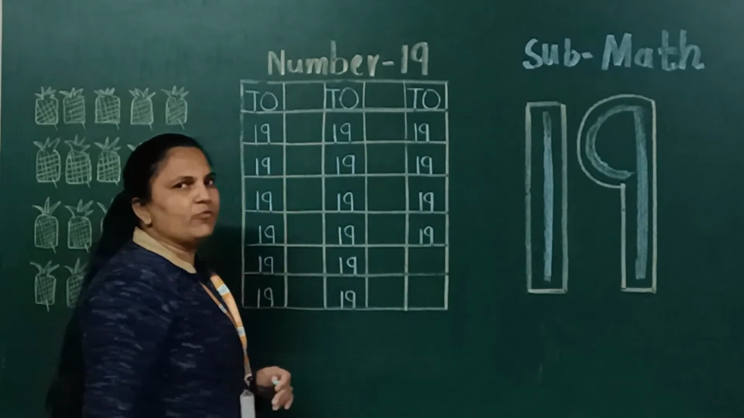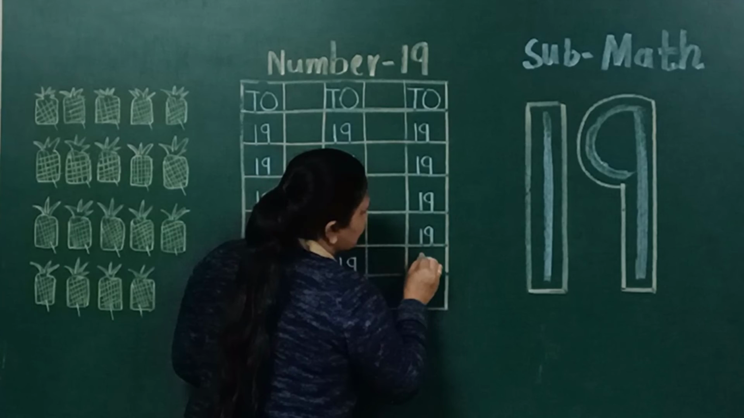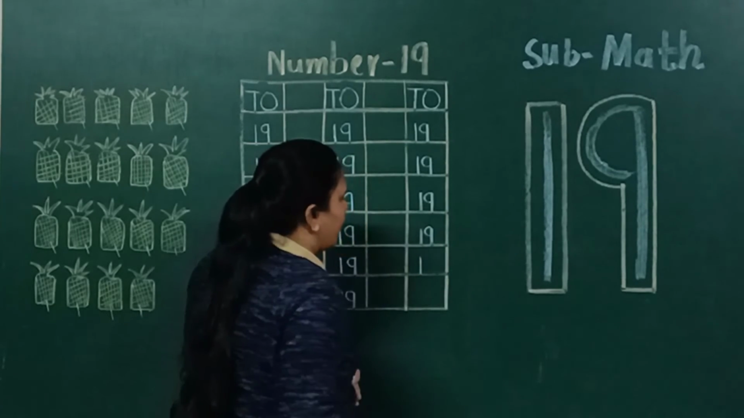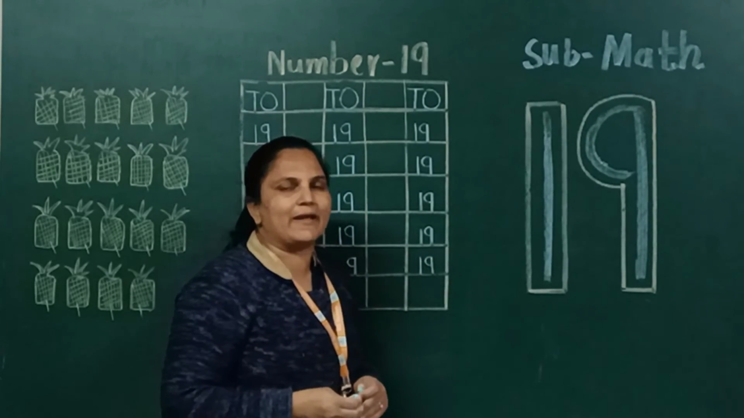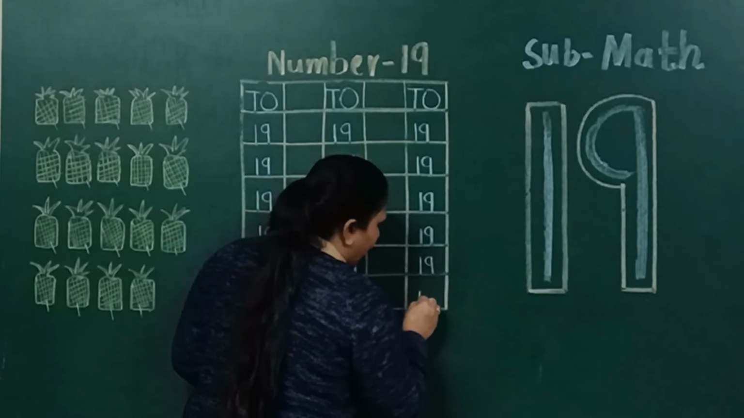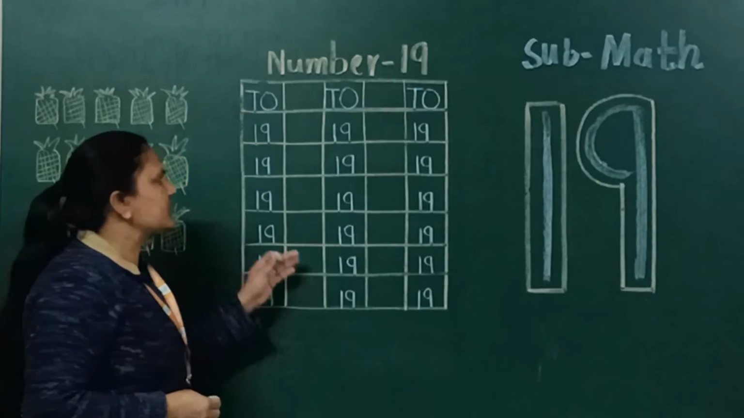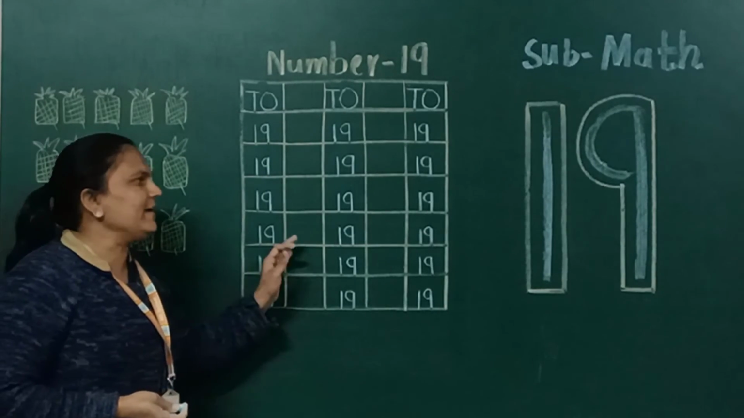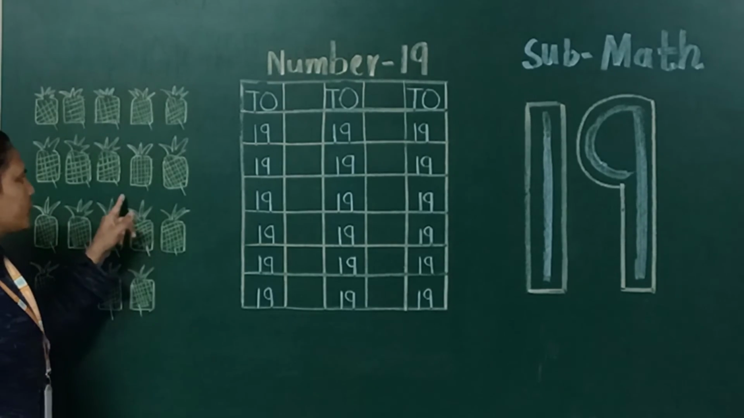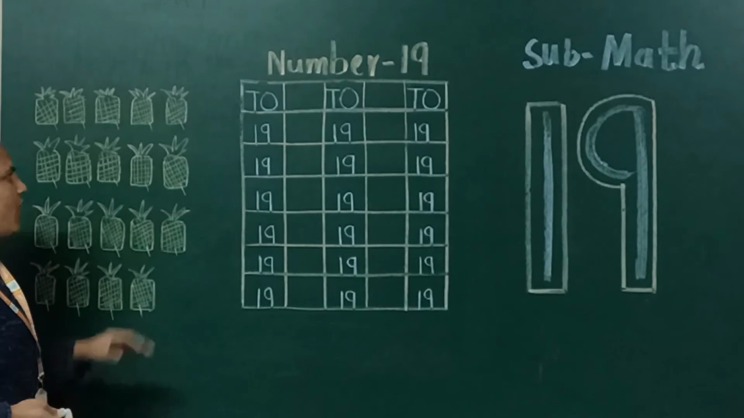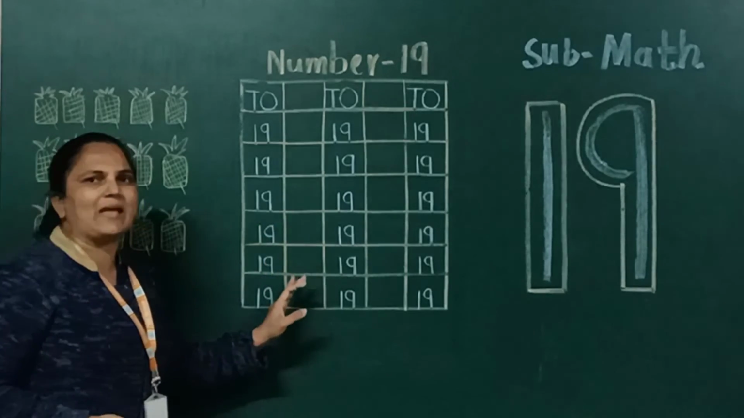19. Okay, which number is this? 1 9 19. Put your pencil in this box and we will write 1 first and then we will write 9. Cup standing. 1 9 19. Okay, which number is this? 1 9 19. And here there are 19 pineapples. Which fruit is this? Pineapple. P for pineapple. So there are 19 pineapples and this number is 19.